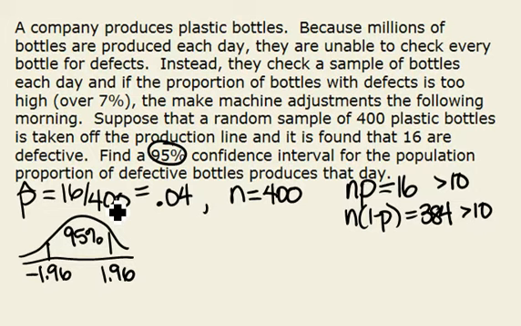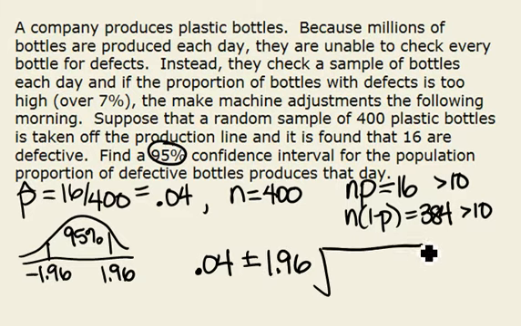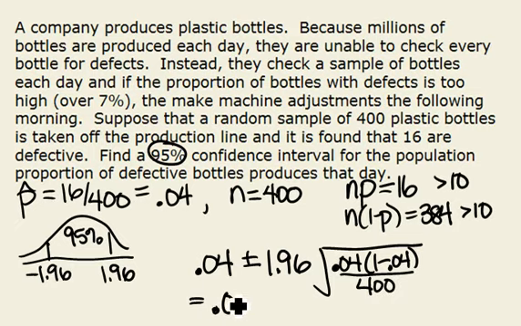So the formula says take your sample proportion, 0.04, add or subtract your z, which we said was 1.96, times your standard error, which is the square root of p hat of 0.04, times 1 minus p hat of 0.04, over your sample size, which was here 400. So we get 0.04 plus or minus the quantity, which will be 0.0192, so we call that our margin of error.